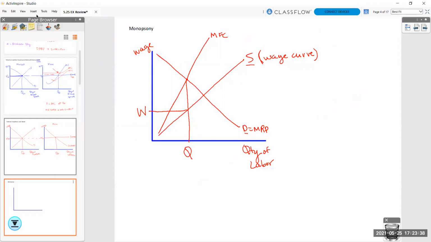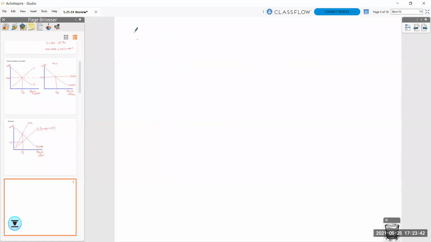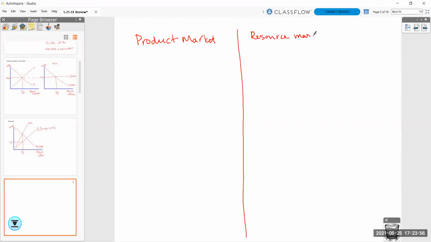So what I want to remind you, let me insert a page here, is I want you to know the vocabulary that's associated with the product market versus the resource market. And there is only one term or vocabulary, maybe I should say one set, that actually could be used in both the product and the resource market.